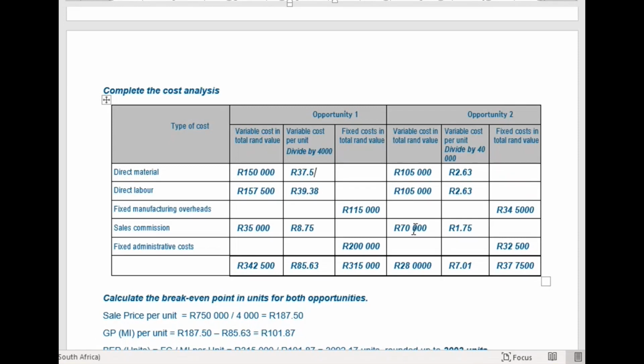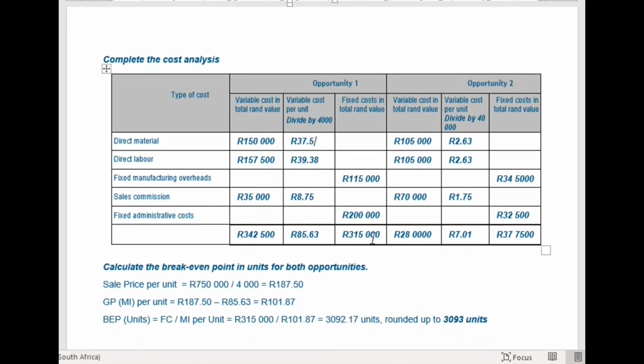So if you have the same amount of salesmen, it's actually better for these guys to be with opportunity 2. Okay, and then you add them up, and now you can start doing the calculation. So now they say to you, calculate the break-even point in units for both opportunities. Okay, but we first have to calculate the sales price.